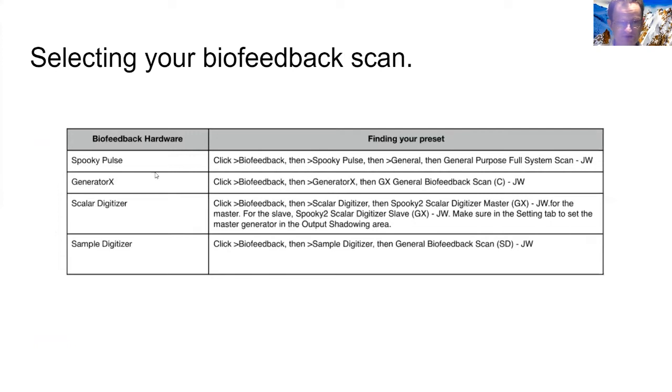So here's a bit of basic information, which again, you will find in that PDF. It's a really good PDF. Must read it. You can select Spooky Pulse, Generator X, Scalar Digitizer, and Sample Digitizer. This is the kind of screen you might want to screenshot. Okay? Take a screenshot if you wish.